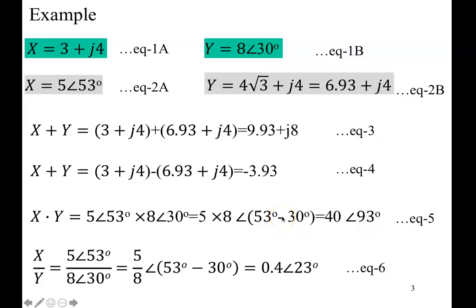Okay. If I want to divide these two numbers, then it's 5 angle 53 divided by 8 angle 30. So it's magnitude divided by magnitude, angle minus angle. So 5 over 8 gives me 0.625. 53 degrees minus 30 degrees, that gives me 23 degrees. So there's a slight correction here. This is plus. Okay, this is minus.